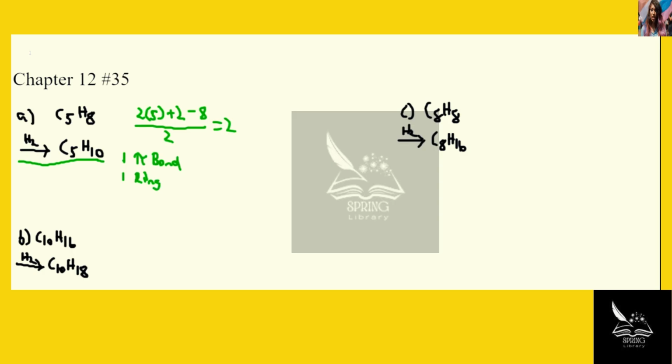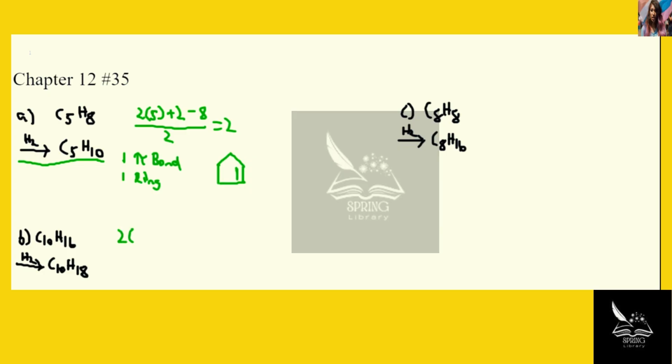The simplest structure that I can think of with a pi bond and a ring that corresponds to C5H8 is just going to be a cyclopentene. So cyclopentane with a double bond inside of it. So that's A. There are, of course, other structures that you could draw, but that one I think is the simplest.